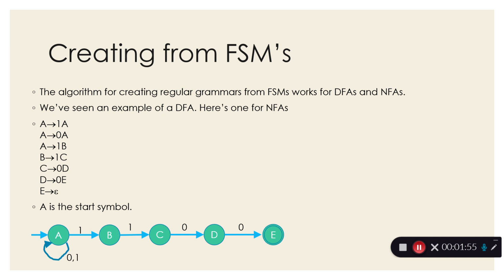Then I go to state B. It only has one arc coming out of it, but that's okay because grammars do not have to be deterministic. And so I have B goes to 1C, C goes to 0D, D goes to 0E, and E goes to epsilon. And that gives me a grammar that will generate all strings ending in 1100. The start symbol is A.